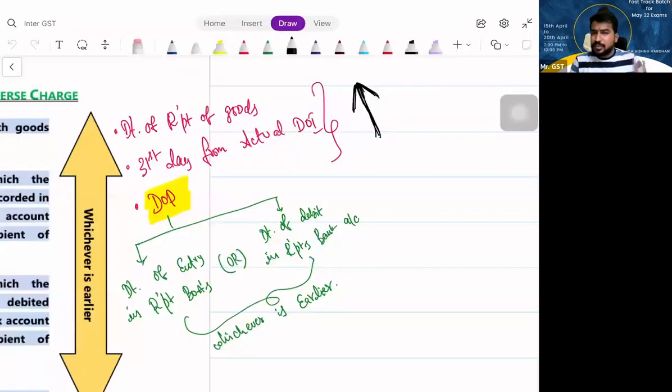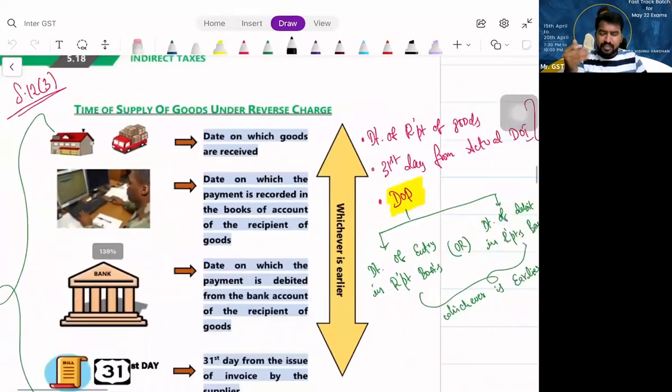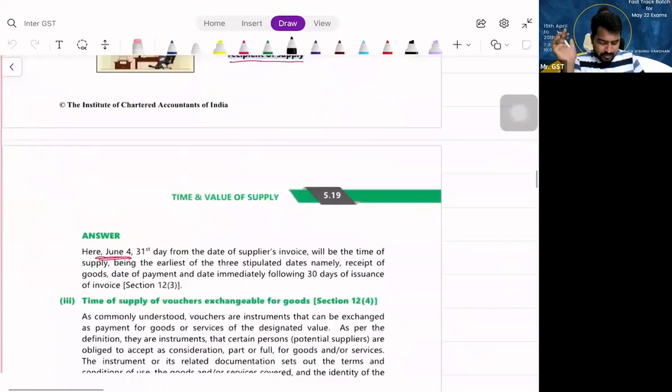So section 12 subsection 3 is simple. Subsections 2 and 3 are simple. Let us rush through subsections 4, 5, and 6. They are very, very small topics.